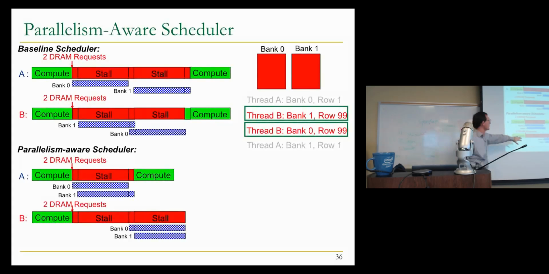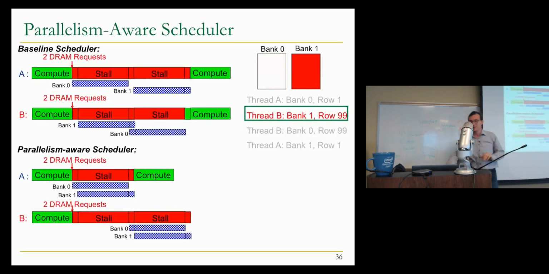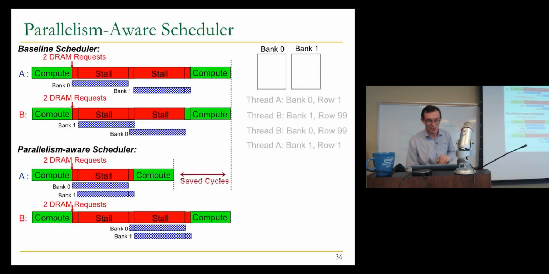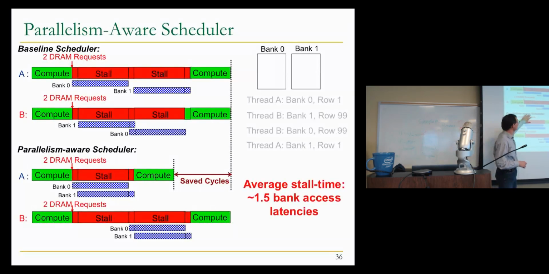And while thread B's requests are being serviced in parallel, now thread A can continue its computation because its requests are serviced in parallel and done. Right? That's the benefit of a parallelism-aware scheduler. That's one of the key concepts in PARBS, right? To preserve the bank-level parallelism of each thread. As a result, you can improve performance.